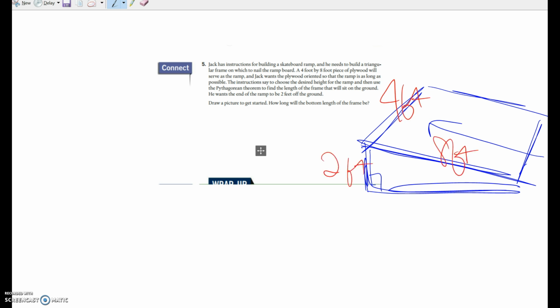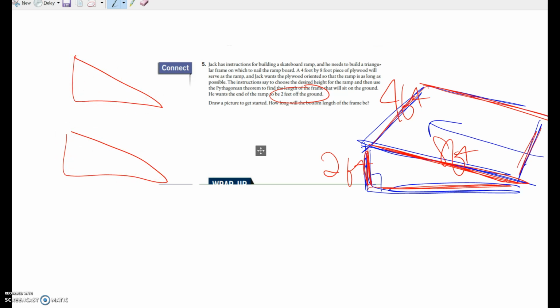Okay, so hopefully you could figure out what's going on here. We want it 2 feet off the ground, so that would be this, right, when you go off of it. The plywood is 4 by 8, so we want the long side, the longest ramp possible, so 8. And then we want to know the length of the frame that's going to sit on the ground. They're going to make some wood frames, and then they will nail in the plywood on top and probably put some support underneath. So I want to know how long this frame piece has to be right there.